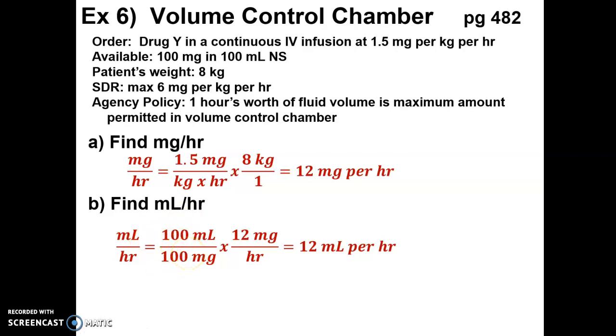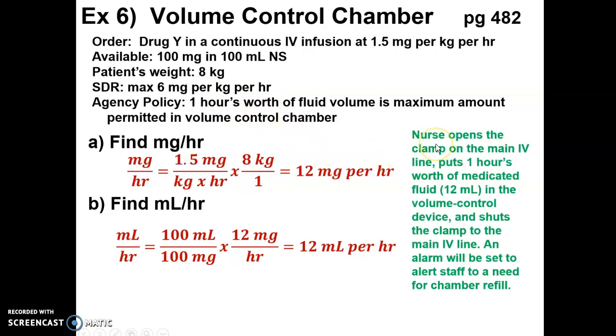Now, I did want to talk to you about this volume control chamber a little bit more. So what's going to happen here is the nurse is going to open the clamp on the main IV line, put in 1 hour's worth of medicated fluid, which is 12 milliliters, into that volume control device. And then we're going to shut off the clamp to the main IV line, okay, so that the only medication that can go into your patient is that 12 milliliters that you put into that volume control device. We're going to set up an alarm to sound whenever we need to refill that chamber. Okay, so that is what our agency policy was stating, is that we can only do 1 hour of fluid at a time.